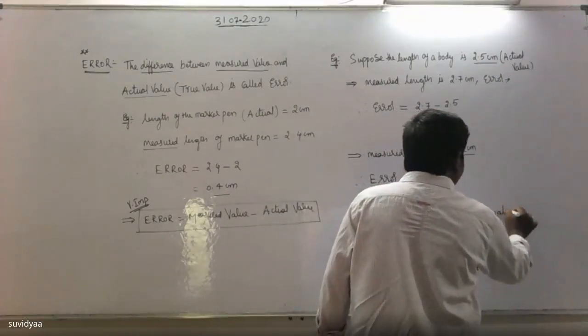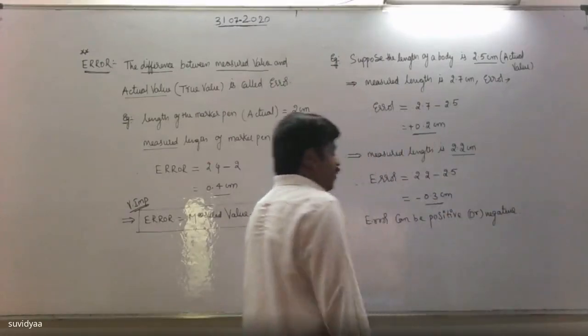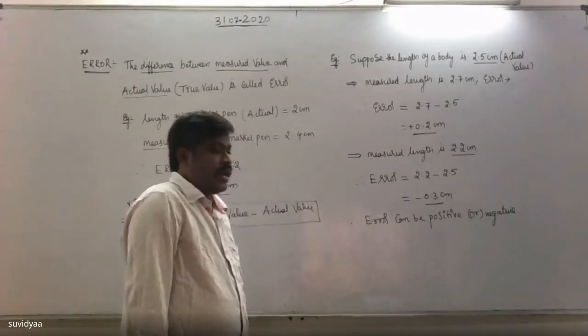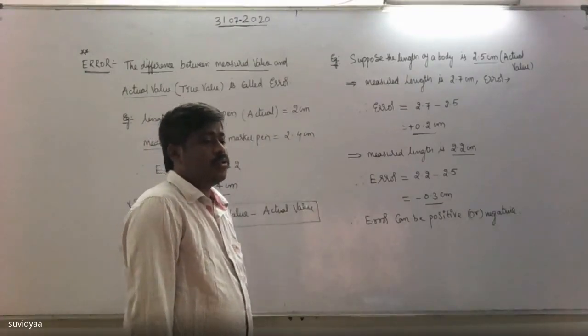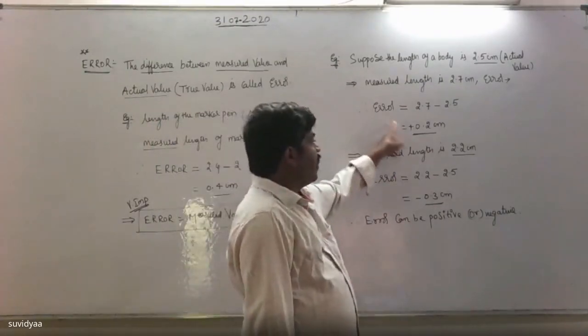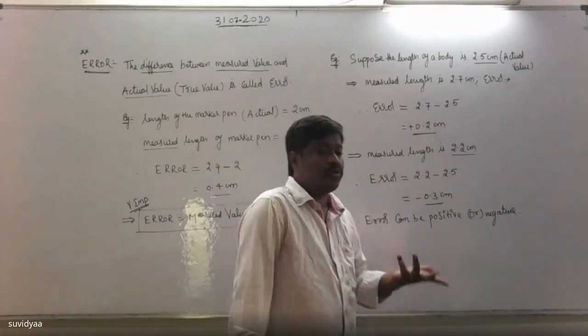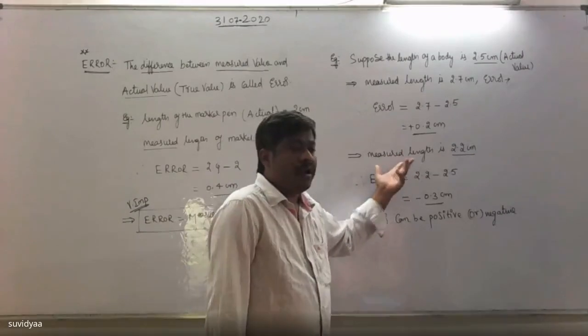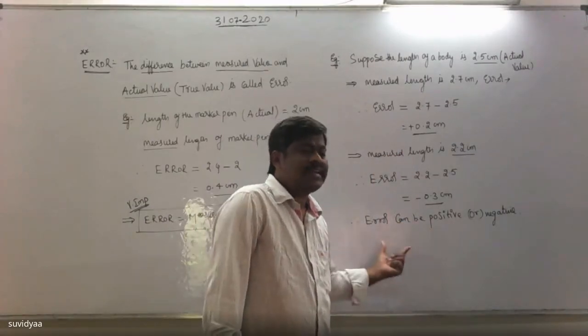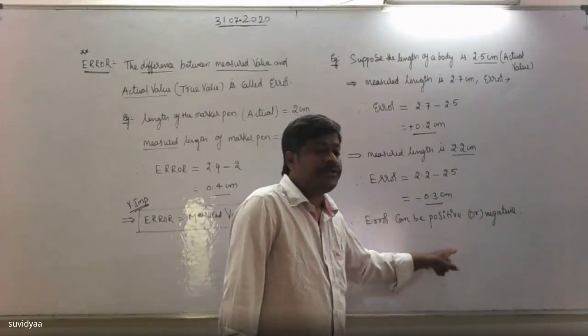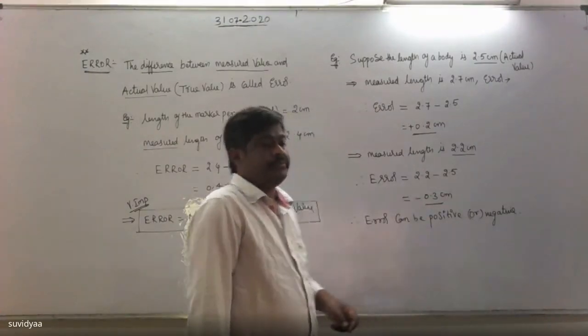So from this example, understood what? Therefore error can be positive or negative. See here, error has come positive, here error negative. So you can get error positive or you can get negative. So that is important. Error can be positive or negative.